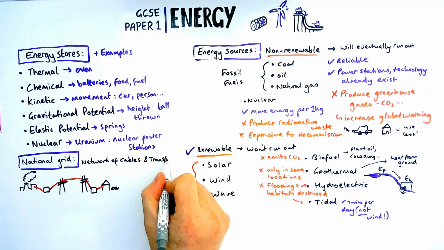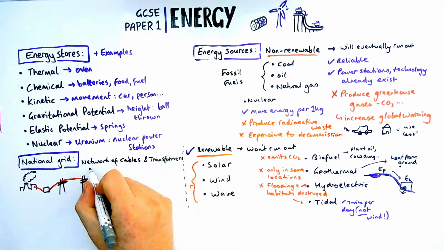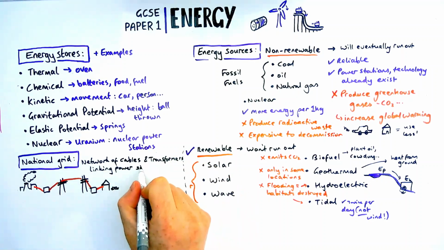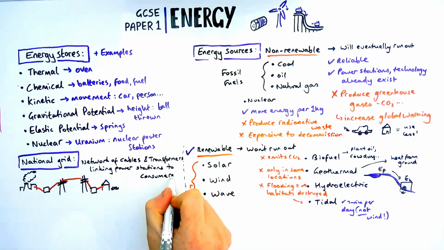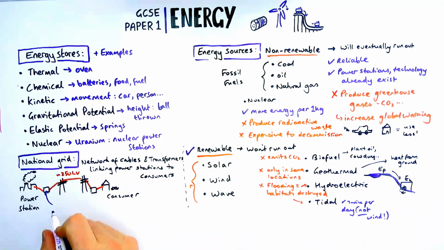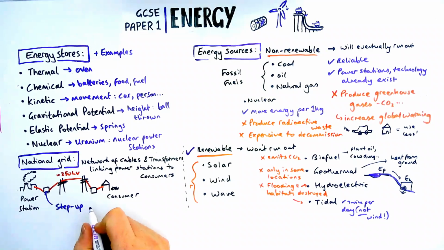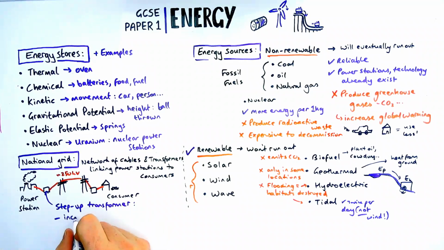The national grid is a network of cables and transformers linking power stations to consumers. So in this diagram here, we've got the power station on the left, we've got the consumer on the right. Now, after the electricity is produced at a relatively high voltage by the power station, it is increased to a really high voltage, often hundreds of thousands of volts, by something called a step-up transformer.